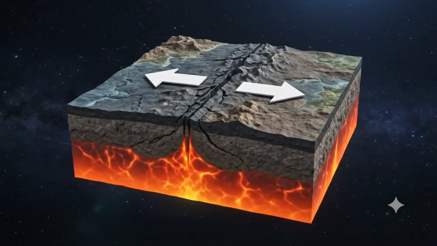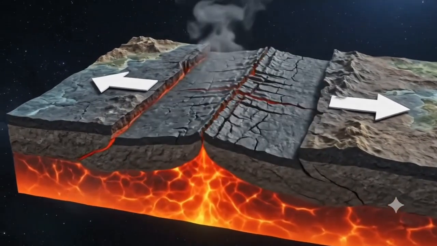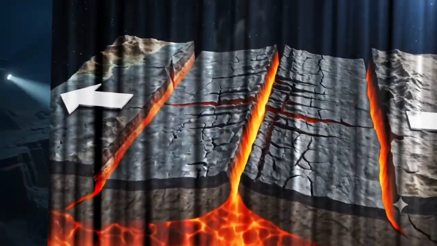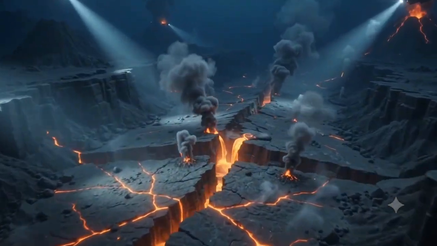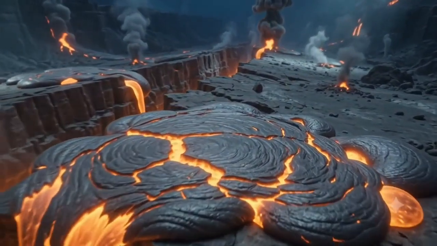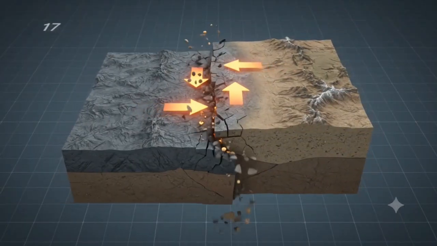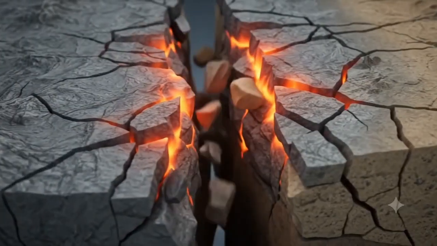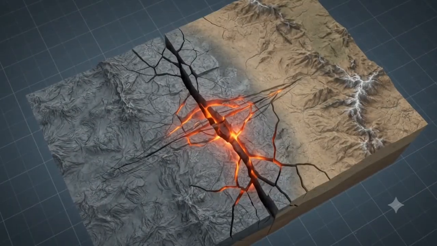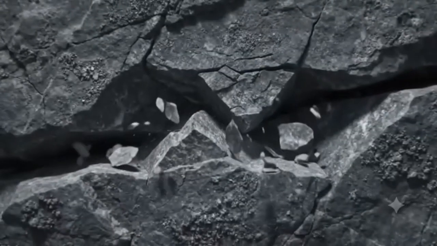At divergent boundaries, plates move away from each other. New crust is created as magma rises between separating plates. Transform boundaries occur where plates slide past one another. Friction prevents plates from moving smoothly.